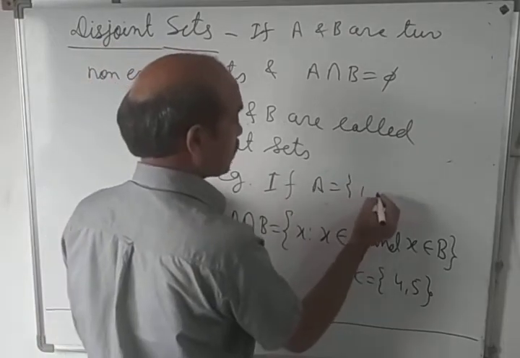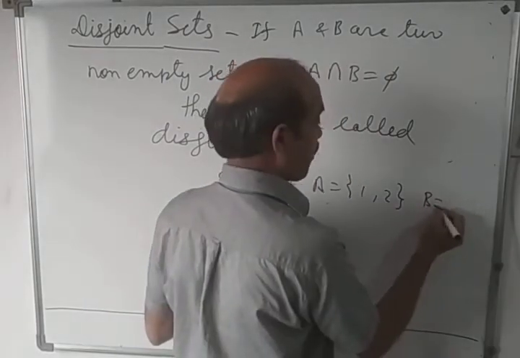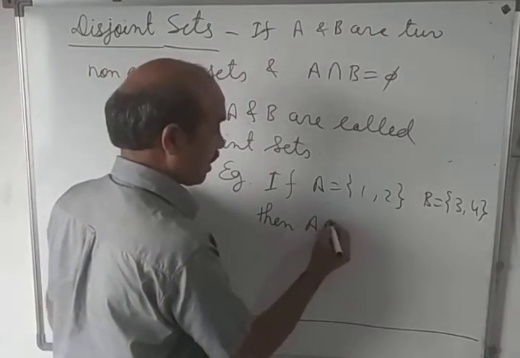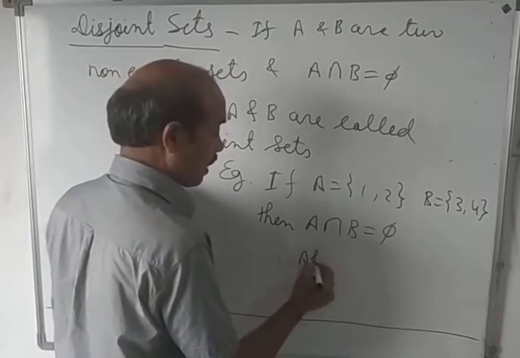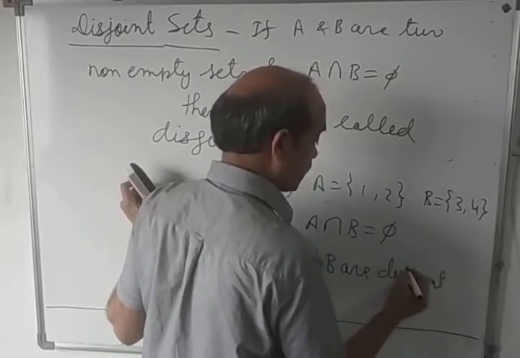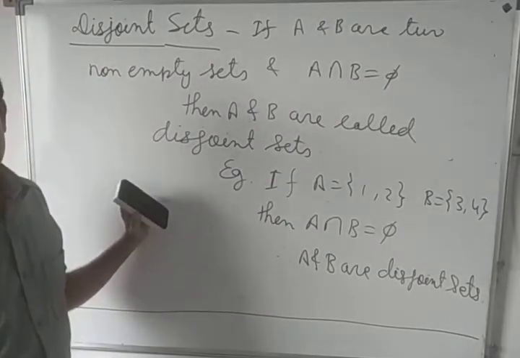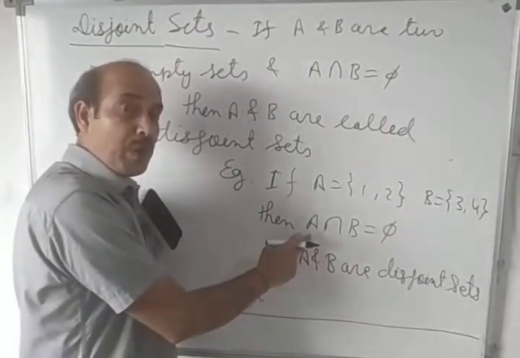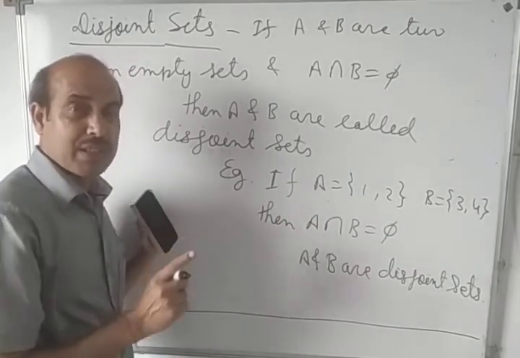Example, if A is 1, 2, B is 3, 4, then A intersection B will be null set. Therefore, A and B are disjoint sets. Disjoint is this property. You must remember, disjoint sets means intersection will be null set. Nothing is common between them.